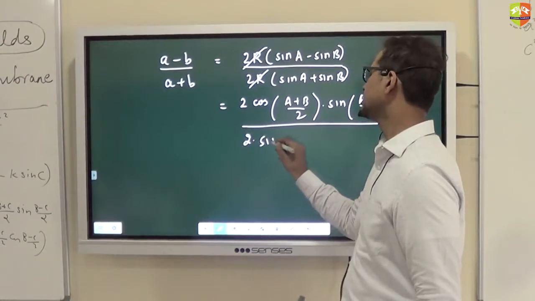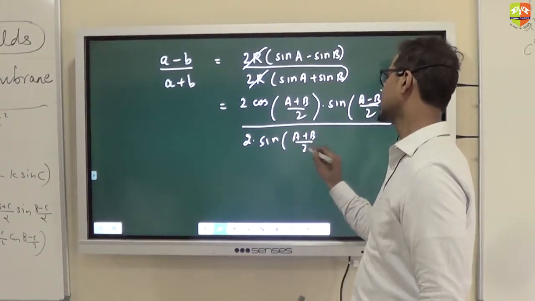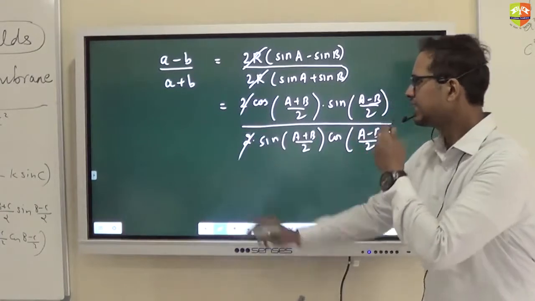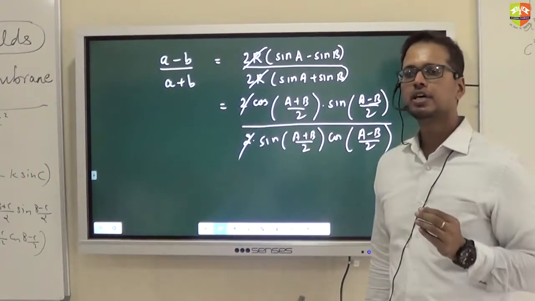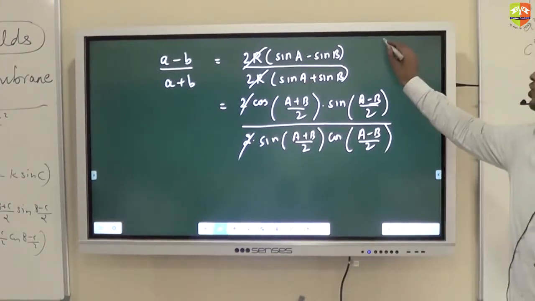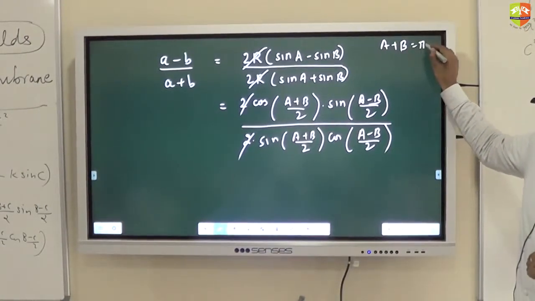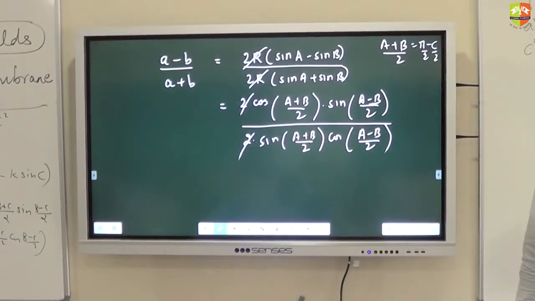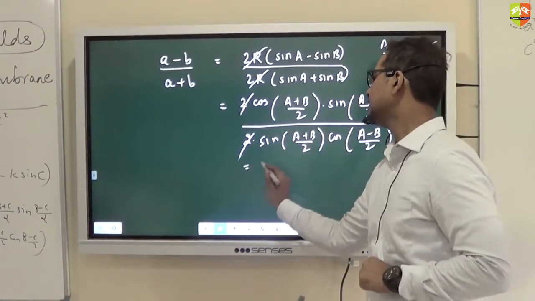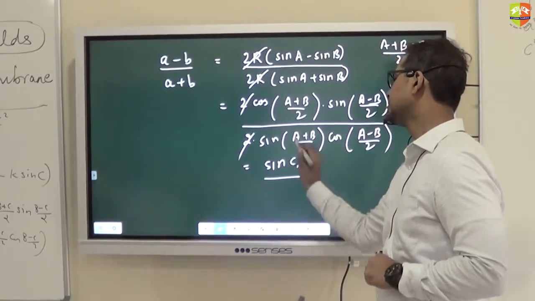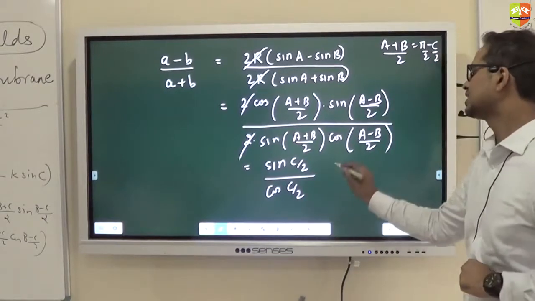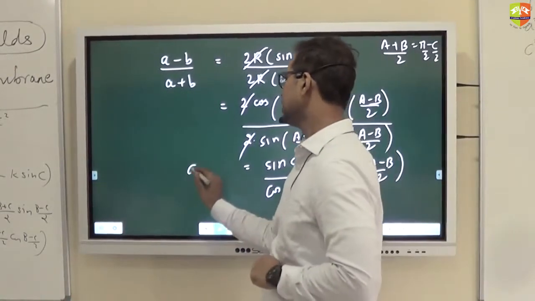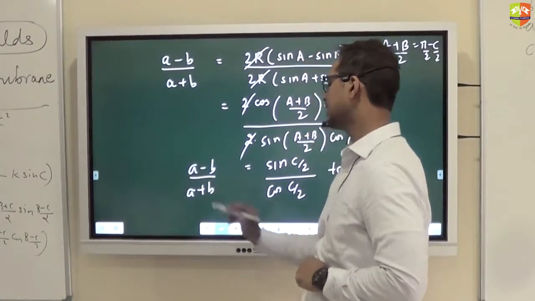Similarly, the denominator would be 2 sin. Now remember, you are dealing with a triangle. So A plus B is pi minus C, correct? So A plus B by 2 would be pi by 2 minus C by 2. Yes or no? So can I say this will become sin C by 2 and this will become cos C by 2 and this is nothing but tan A minus B by 2, correct? This is equal to A minus B by A plus B, correct?